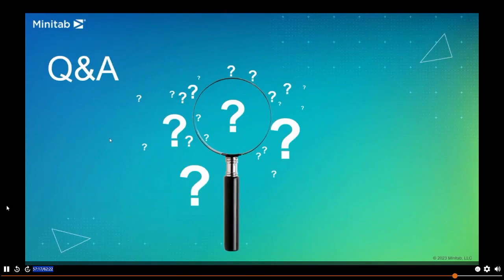Great. I think we have time for 2 more questions. One here is, does the reliability module come standard with Minitab? If so, how do I find it? If not, how can I get it?